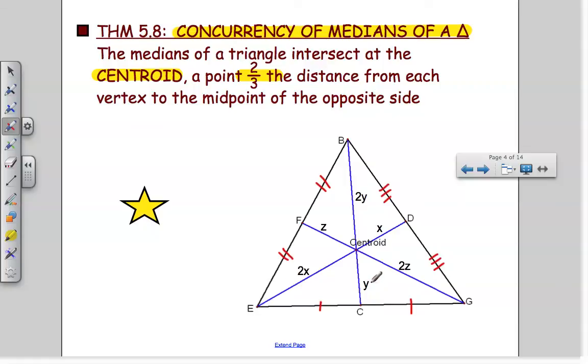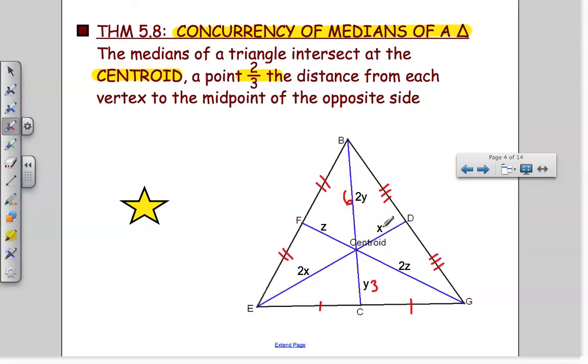Which means if I knew that this portion was 3, this portion of that median is 6, and the whole thing is 9. Notice that 3 is 1/3 of the total, or 9, and 6 is 2/3 of the total, or 9. The same applies for every median.